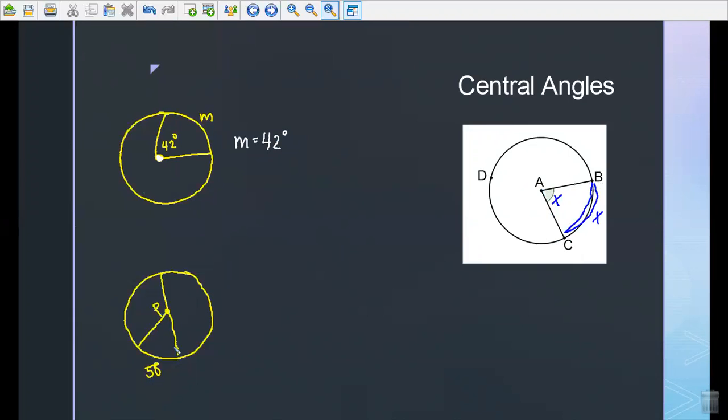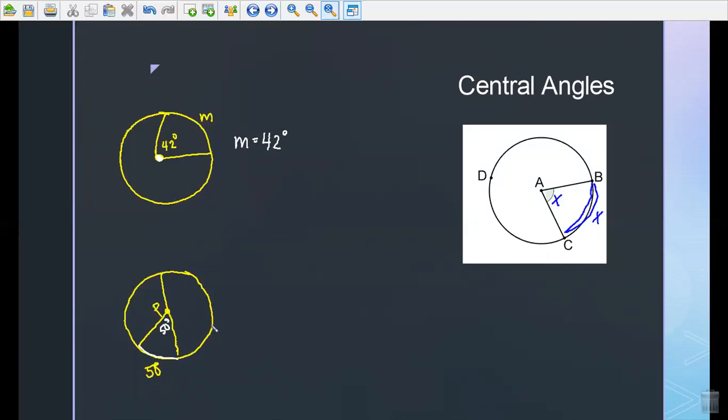Now for the second one, it's a little bit different. I'm looking for P over here, but I'm given that this arc is 50 degrees. Because that arc is 50 degrees, I also know that this angle in here is 50 degrees. And then you've got a couple of ways of looking at it. To start with, this chord here goes through the center of the circle because of that dot right there. That means that it's a diameter. That means it cuts my circle in half.